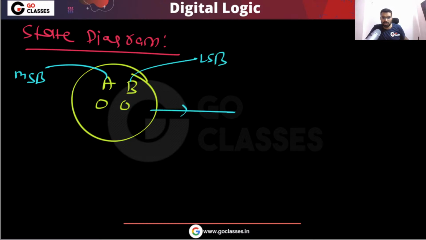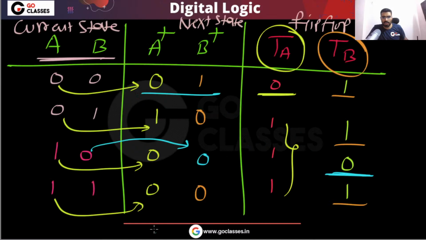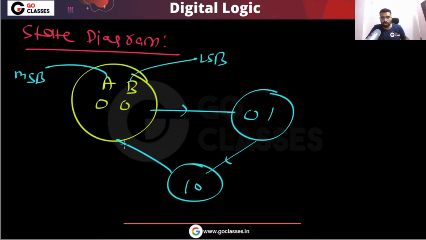So from this state 0 0, where are you going? You are going to state 0 1. From this state 0 1, you are going to 1 0. And from this state 1 0, you are going to 0 0.